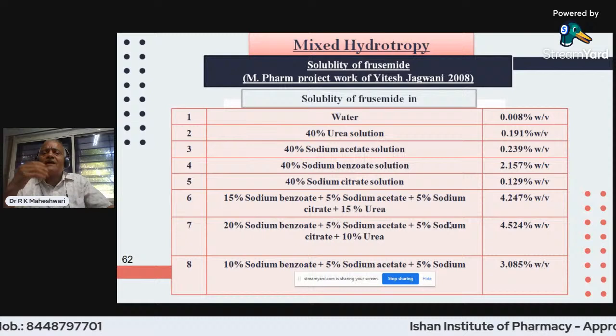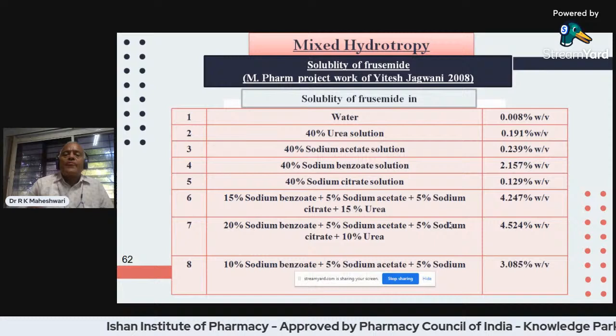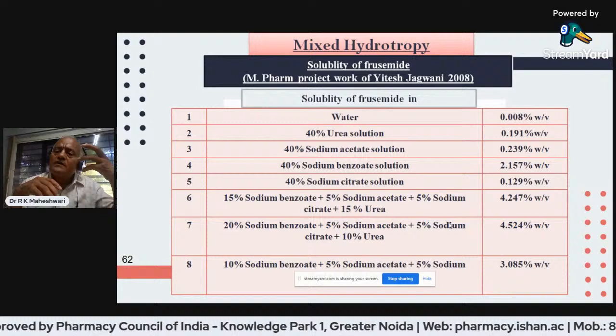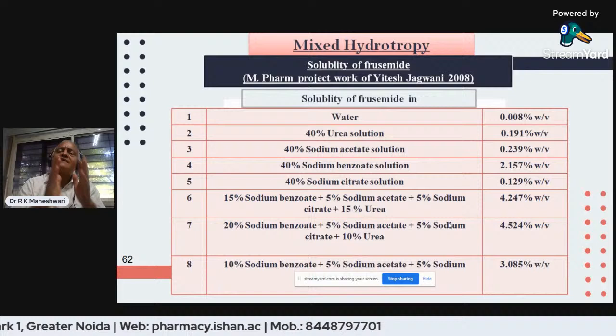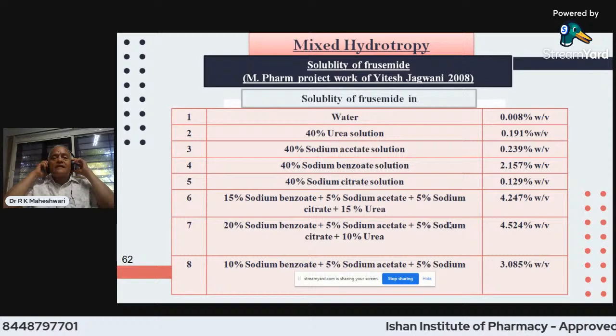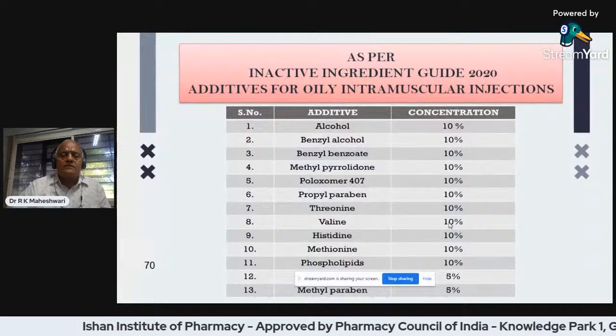Now I will give the example first. Suppose the water solubility of your drug is enhanced by 30% with a bivalent solution of sodium benzoate, and you are making an intramuscular injection. This intramuscular injection cannot be marketed because the concentration of sodium benzoate employed exceeds the limit given in the inactive ingredient guide. Firstly, you see this slide.